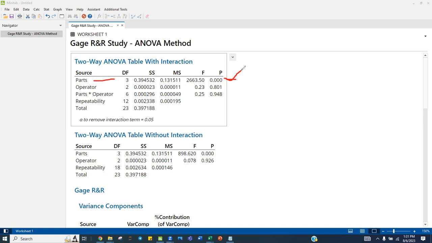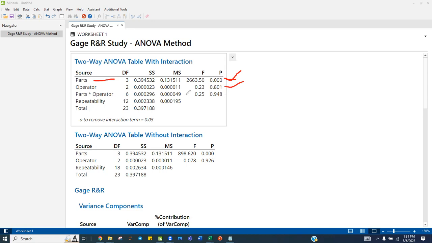Now I look at the operator, because whether Amit is measuring or Deepika is measuring or Maitri is measuring, they should be able to produce the same result. There should not be any difference, which is proven by my hypothesis p-value as well, because the p-value is greater than 0.05. It's a null hypothesis, and the null hypothesis says there is no difference.